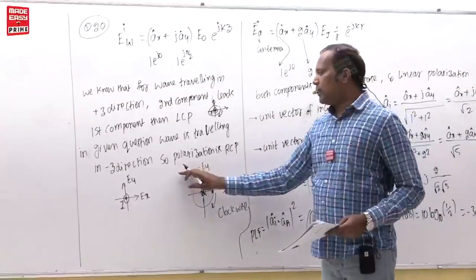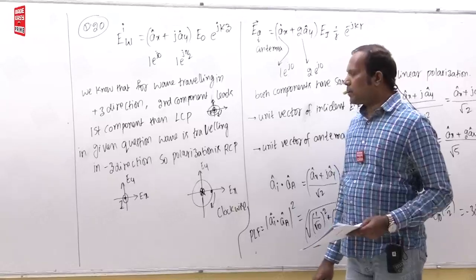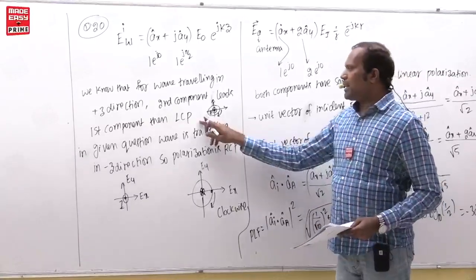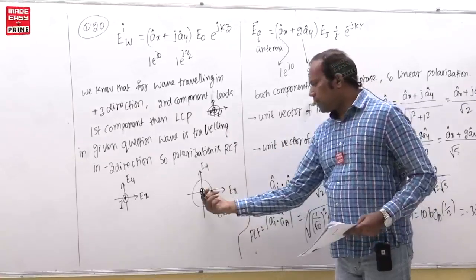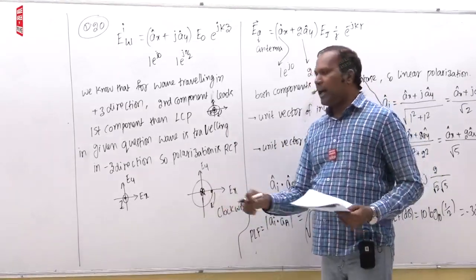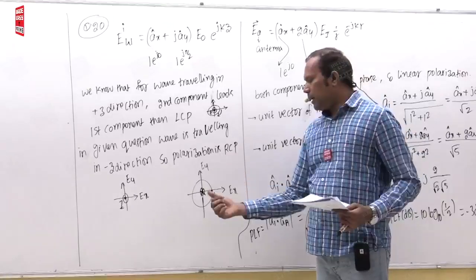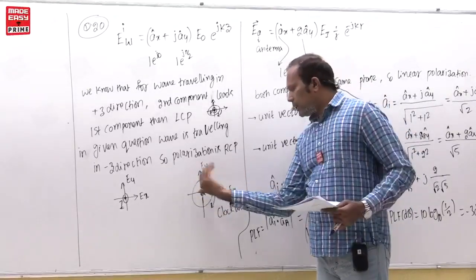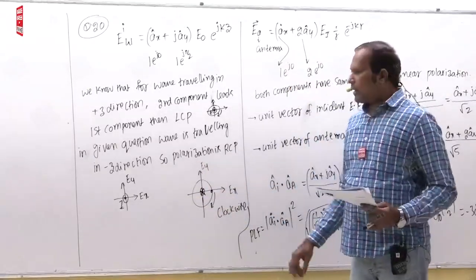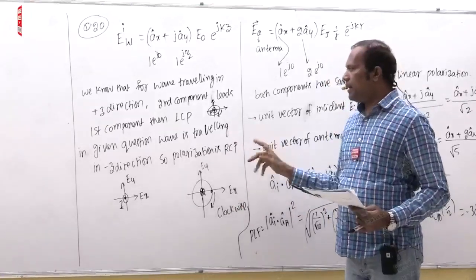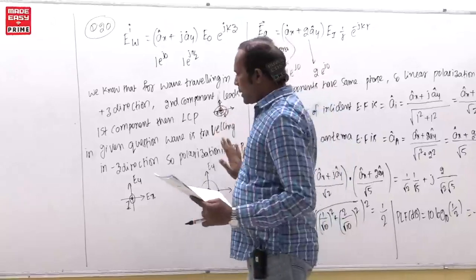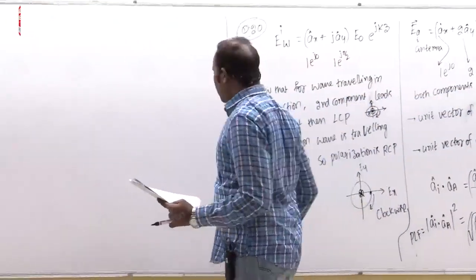Here there was a confusion. This was an argumentative question in the GATE exam also. But you see, LCP also is coming clockwise. For this also, if you put the right hand thumb in the wave propagation direction, then this also comes clockwise. So that is not the way to ask the question. He should have given simply RCP, LCP, no issue. That concept you know, so don't bother about that.